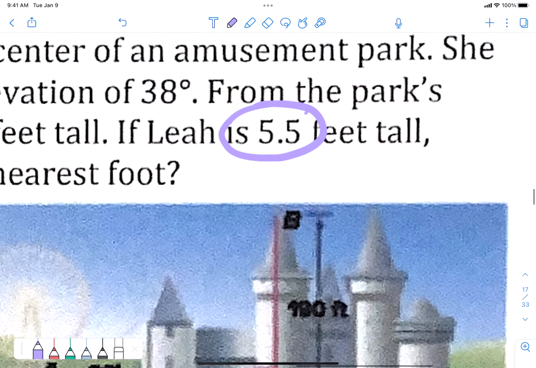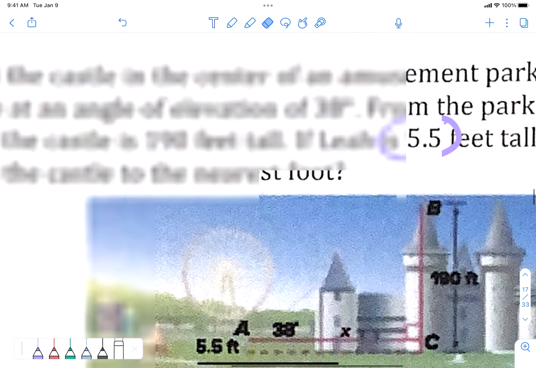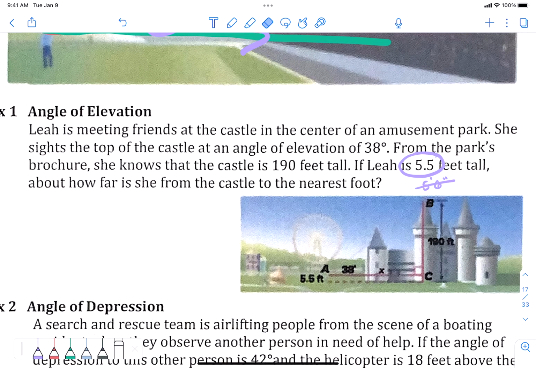Just FYI, 5.5 feet is 5'6". But they went ahead and converted it already because we're not going to use 5'6". We're going to use 5.5 feet. Just keep in mind that doesn't mean 5'5". 5.5 feet tall. They want to know about how far is she from the castle.